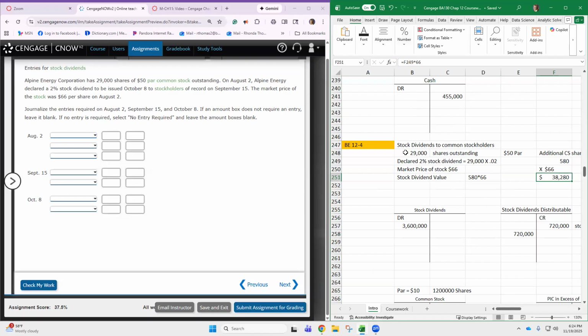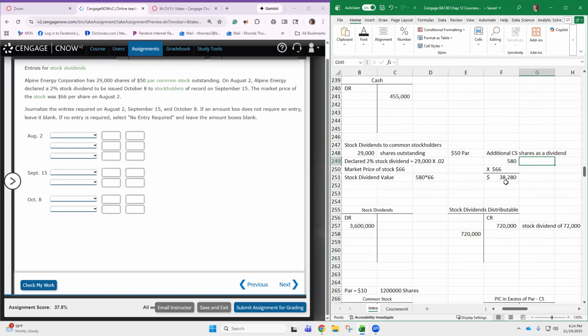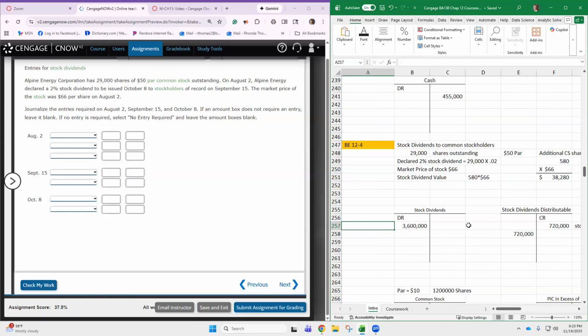Once again, however many shares outstanding, we're sending out 2% more additional shares. We got to know how many shares that is, and then we got to know its market value. And then the market value is times the number of additional shares that we're sending out. So the value of this stock dividend is, for me, $38,280. Okay, so here's what we're going to do. We are going to put in an amount for the value of the stock.